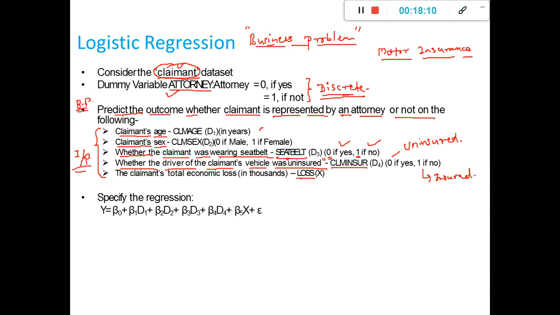Age is obviously a continuous variable. Gender, claimant sex, is again discrete, with 2 categories. This is again discrete, with 2 classes.